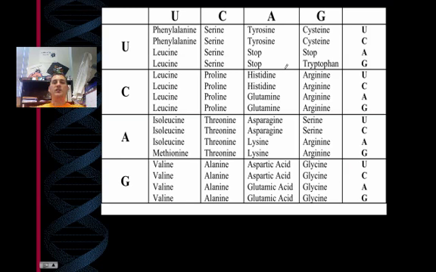Some people like this chart over the circle chart. It's going to work the exact same way, except it's kind of like a multiplication table. If we were going to go UUA, since we're familiar with UUA, you're going to start at this U, go over to this U, and then find the letter that corresponds with the third base over here. So A, we're going to come back, U, U, A, we're at leucine again.